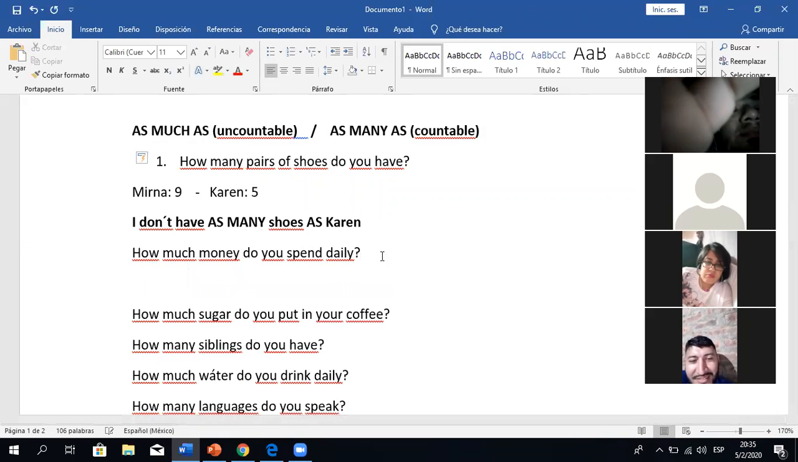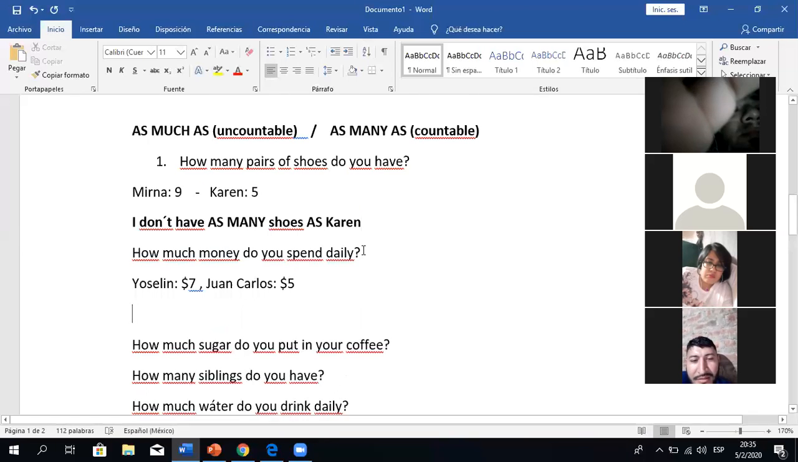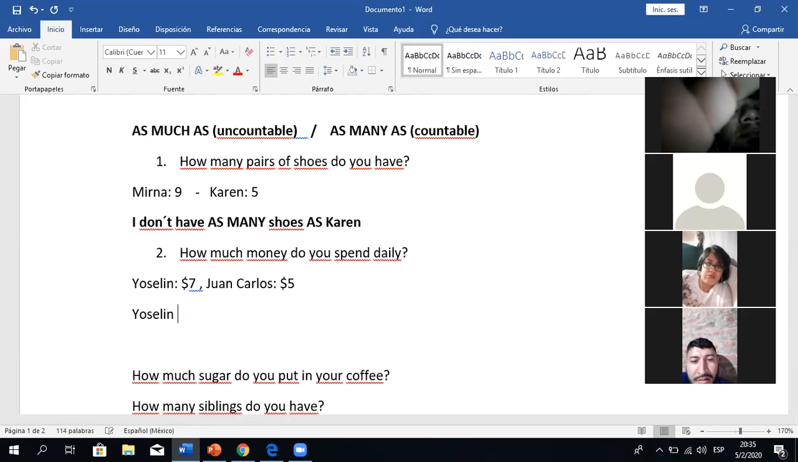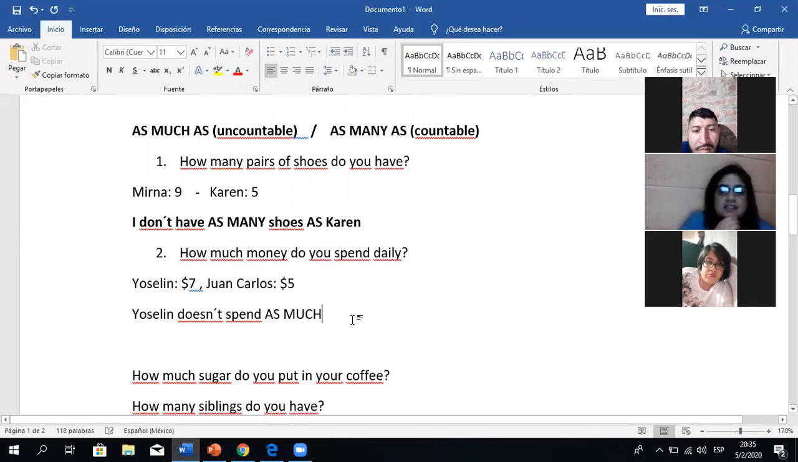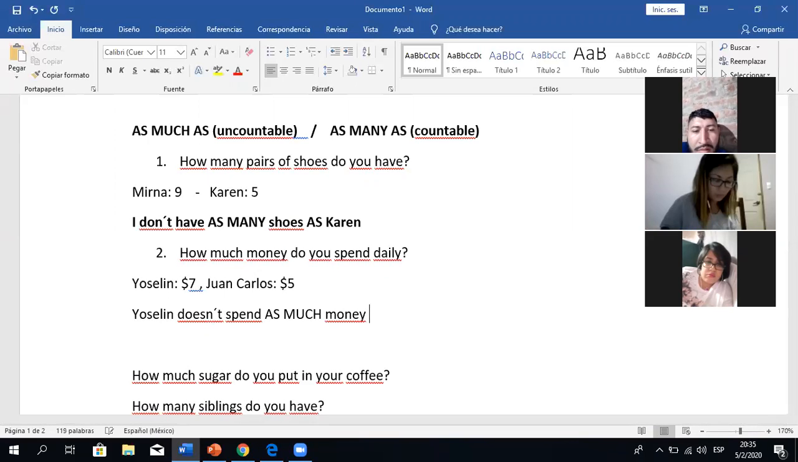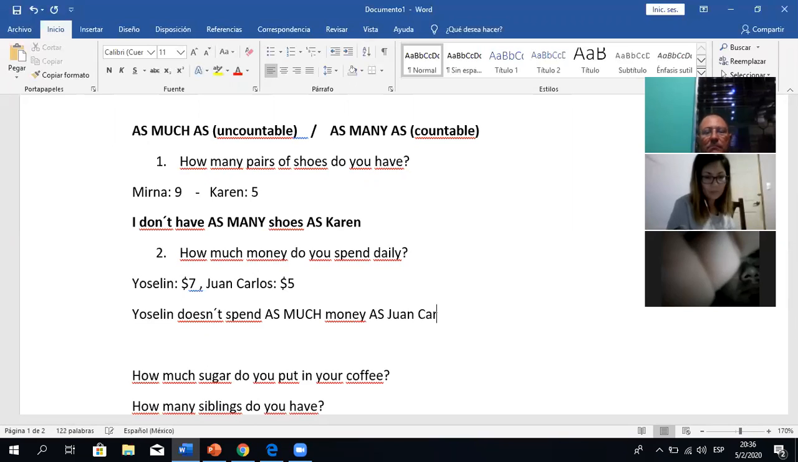Imagine Jocelyn spends about $7 and Juan Carlos says $5. What sentence can I make? So we're going to say Jocelyn spends as much as or as many? As much. Or is it negative, because it's not the same? It's negative. Doesn't spend as much what? As much money. Yes, exactly. Is it clear? As much money.